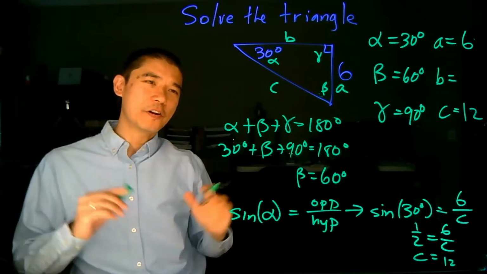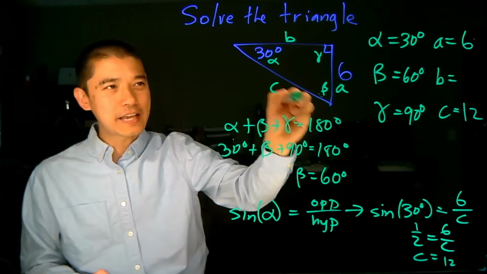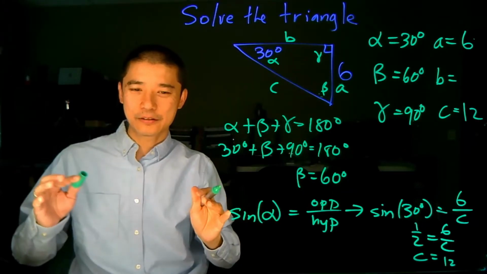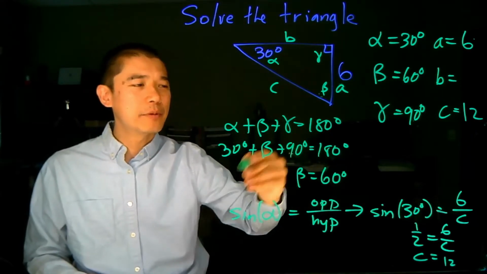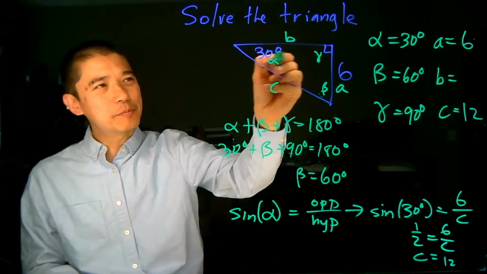Now, you could have also done this because this is a 30, 60, 90 triangle. You know that the shortest side is half the length of the hypotenuse. That's part of the 30, 60, 90 relationship. But again, we're doing this to sort of set things up in general. So then the last part would be to calculate b.